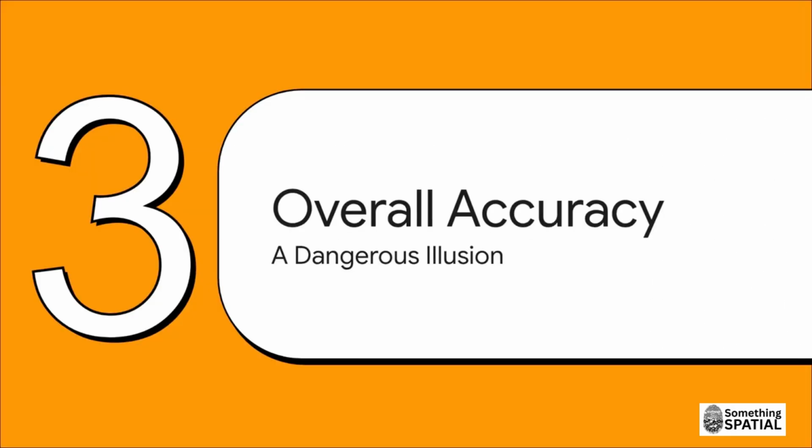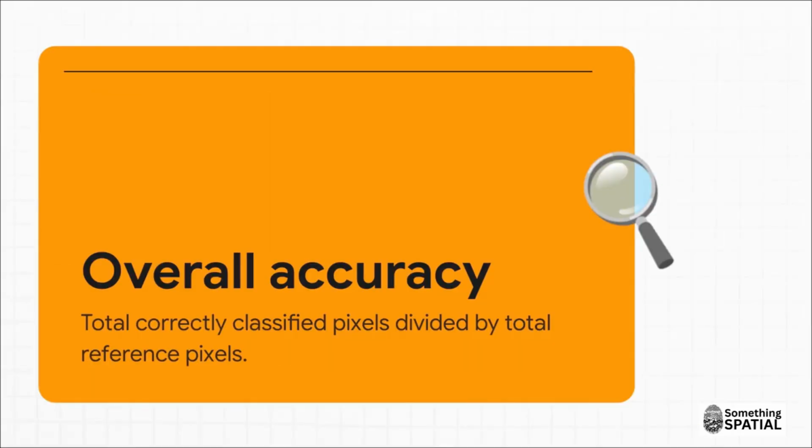Moving right along to part three, the overall accuracy illusion. So, from the raw counts on that grid, we calculate a few specific statistical measures. The first one, and for sure the most common metric you'll see in any report, is overall accuracy. It's super easy to calculate. You literally just add up all the perfectly correct pixels falling along the diagonal and divide that by the total number of reference pixels. It gives you this wonderfully quick snapshot of success.